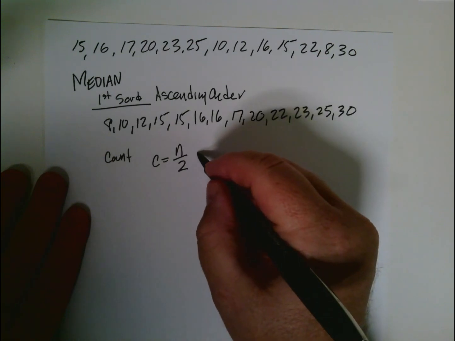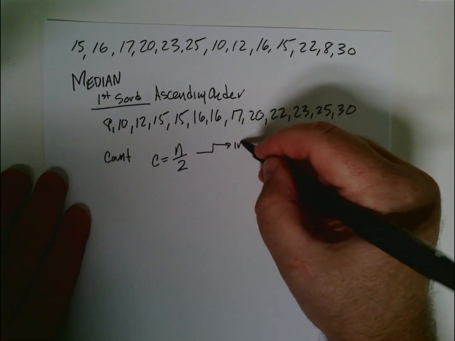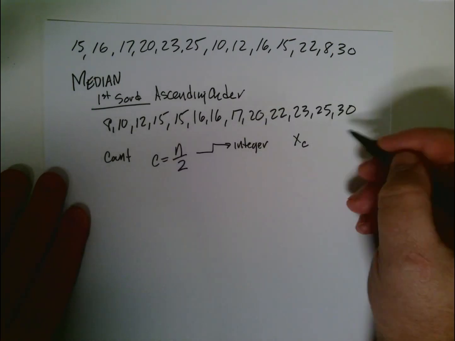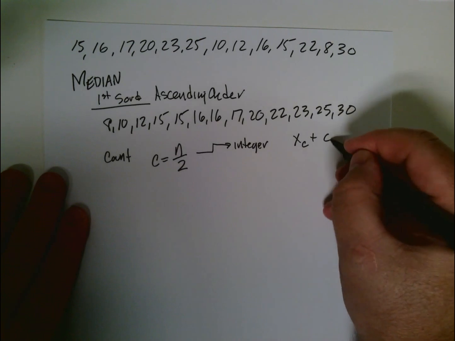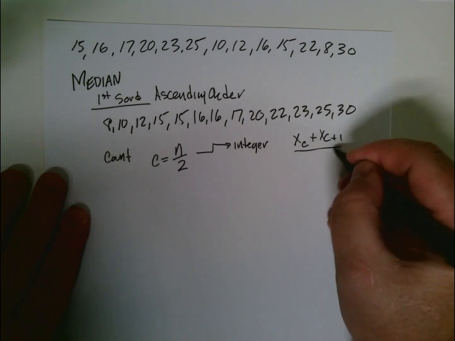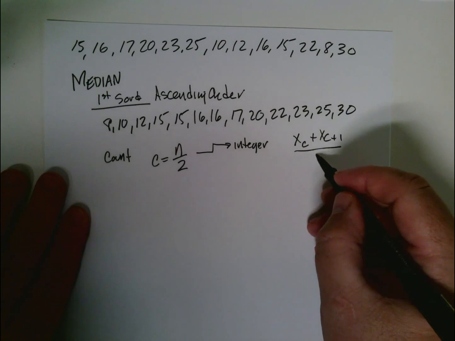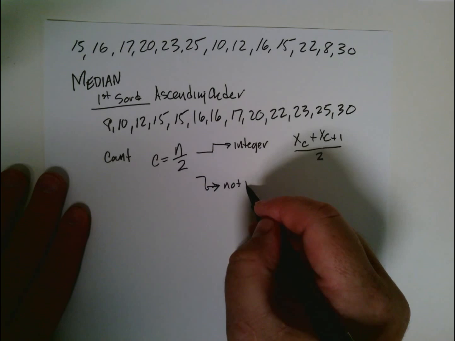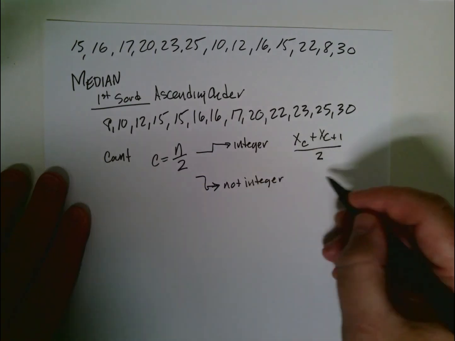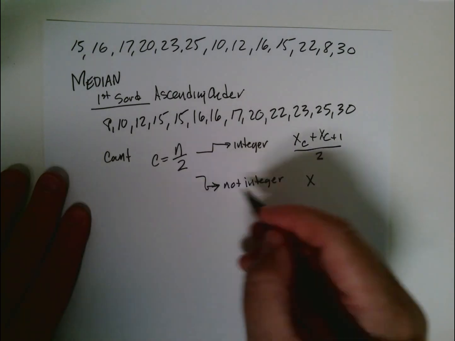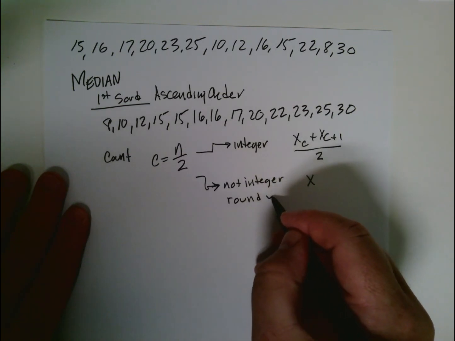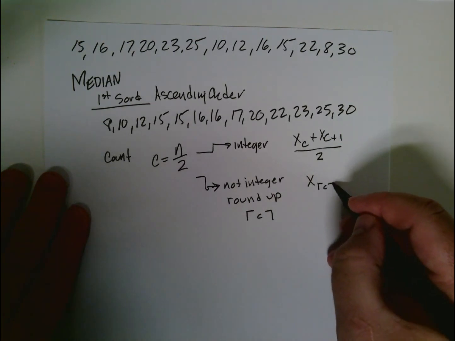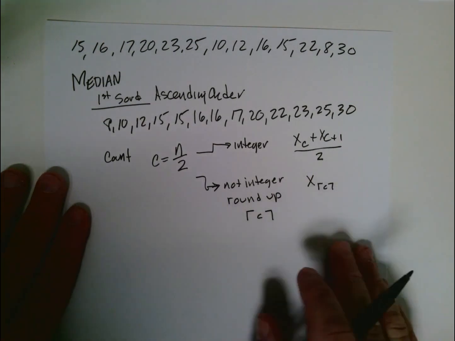Now there's going to be two choices. If the result here is an integer, you're going to count to whatever that number is and go one bigger and then divide by 2. If it's not an integer, then you're just going to round up. We'll use this symbol for round up and just use whatever that is when you count over.